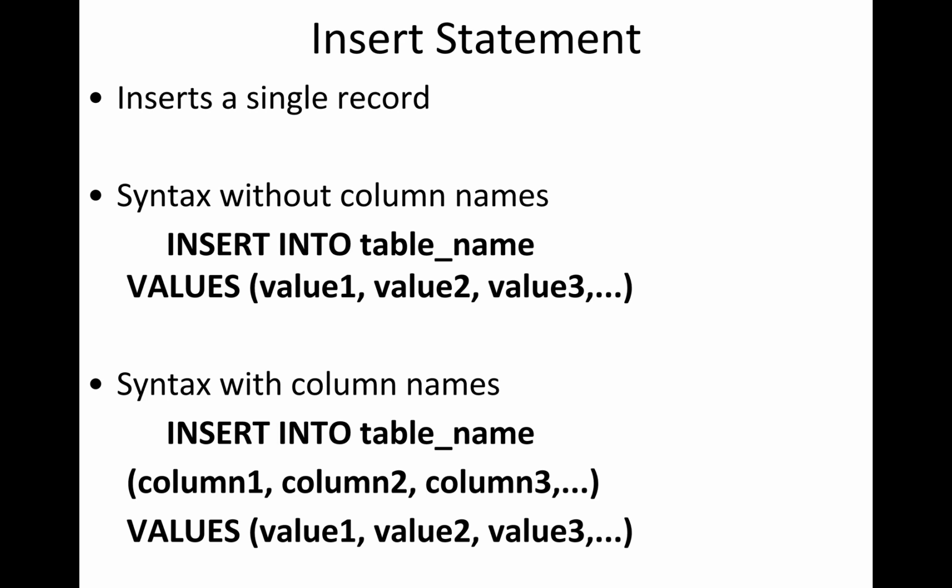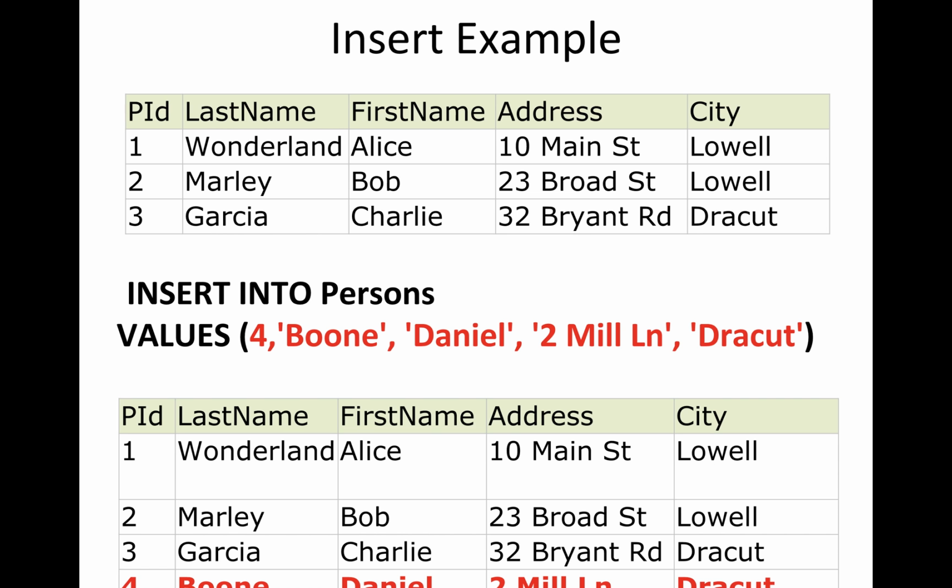You can leave off some values of fields at the end. If they're nullable, you can provide just the first 2 or first 3 values and ignore the 4th, 5th, and 6th if those values are optional. But they have to be given in the order that they were declared originally. Here's a quick example. We have a table that already has 3 records, and we are inserting a brand new one with the ID 4, last name Boone, first name Daniel, and address 2 Mill Lane, Draken.